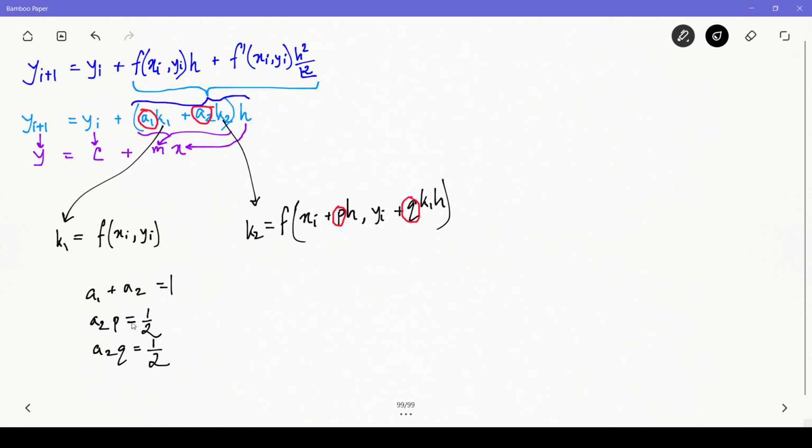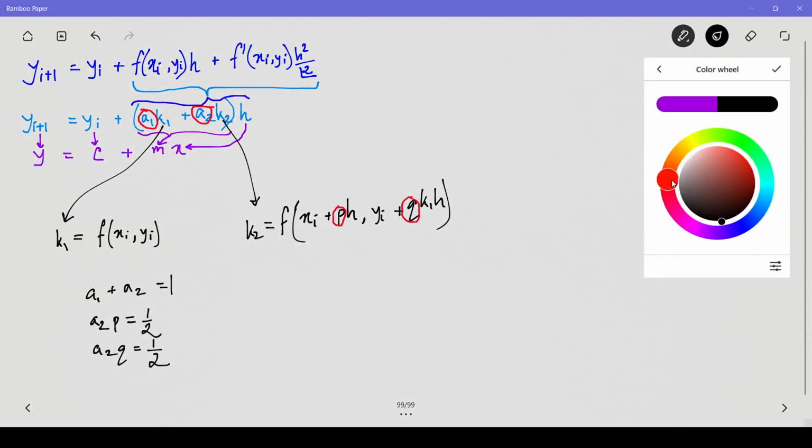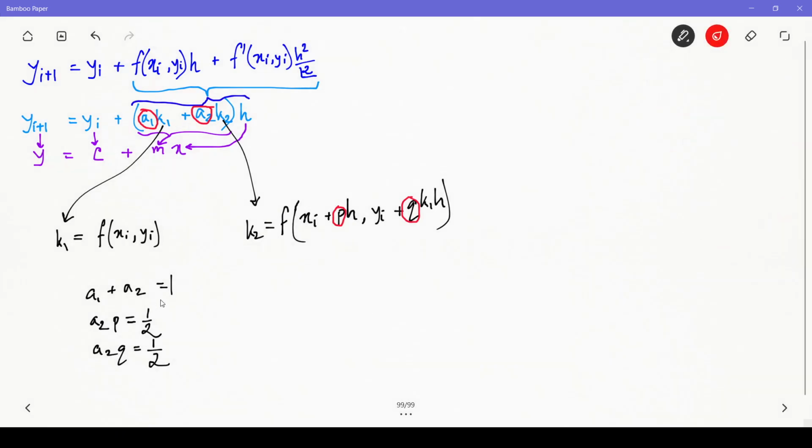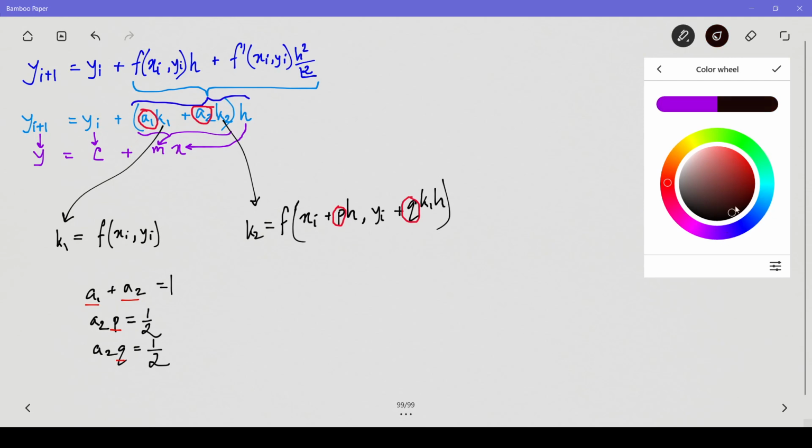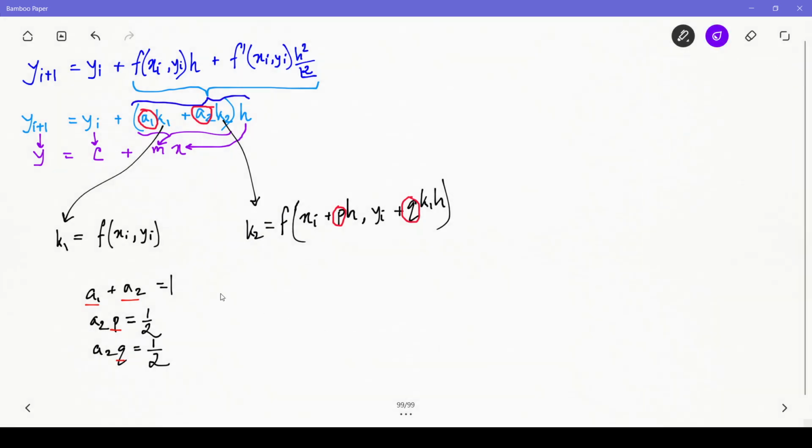Fine. So what you can see is that we have four unknowns, right? One, two, three, and four. But for these four unknowns, we have three equations, right? So how do we solve three equations and come up with four unknowns? We can't, right? That's impossible.